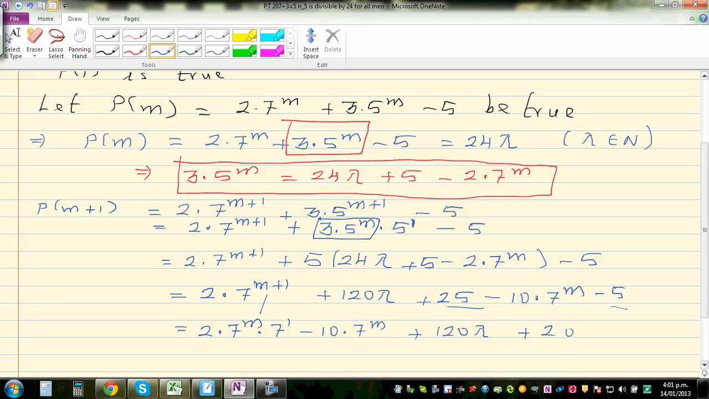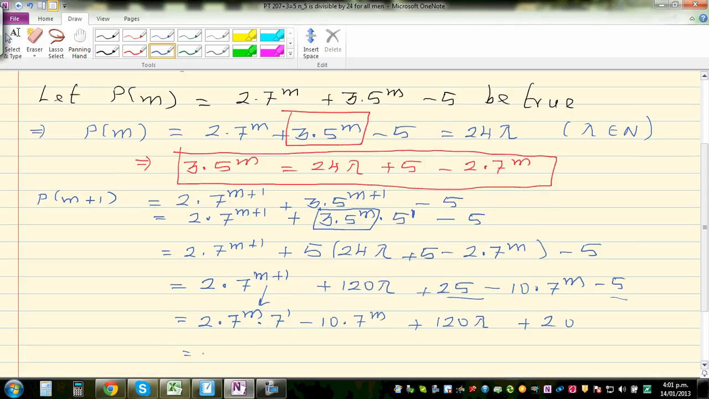And this I have written as this. 7 to the power m plus 1 is 7 to the power m times 7 to the power 1. So this simplifies to 14 times 7 to the power m minus 10 times 7 to the power m plus 120 lambda plus 20. This 20 I'm going to write as 24 minus 4.